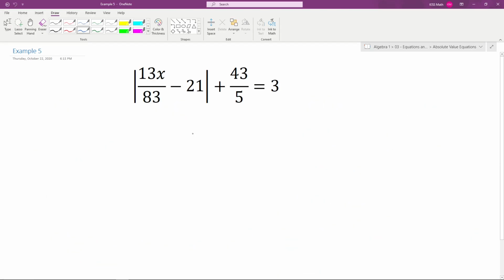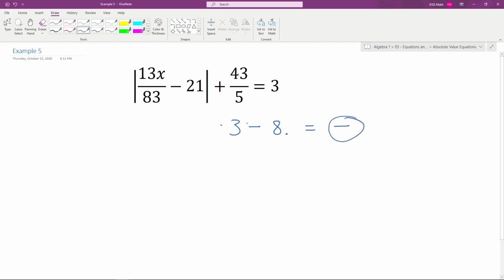All right, look at this crazy guy. So this one looks pretty complicated, but I know I'm going to have to isolate this absolute value, right? So if I do that, this 43 over 5, well, this is a pretty big number. I know that 40 over 5 is 8, so eventually I'm going to have to move this over, right? So if I do that, I will have something like 8 point something. And this will be a negative number, right?